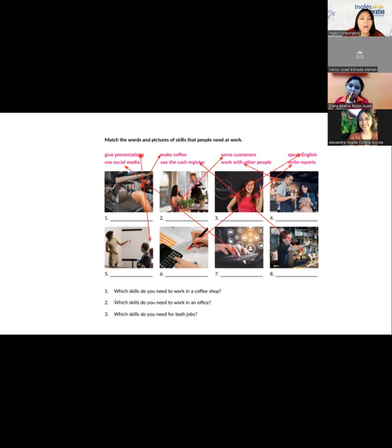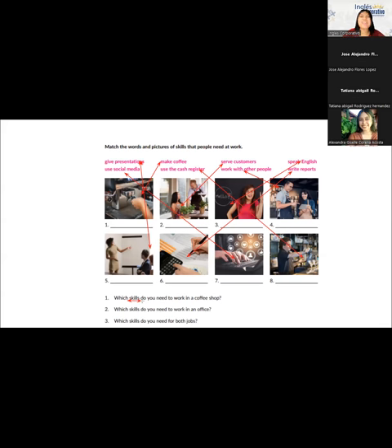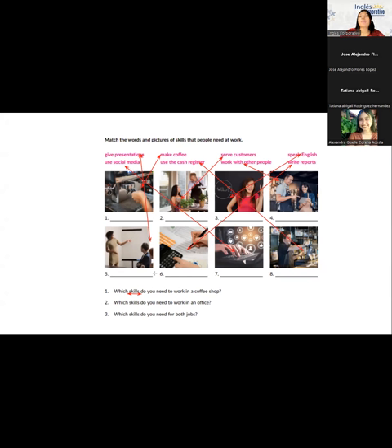Guys, which skills do you need to work in a coffee shop? What is the meaning of skills? Skills means habilidades. Fast. Responsibility. Para decir servicio al cliente, ¿cómo sería? Customer service. What else? Habilidades interpersonales también, okay. Interpersonal abilities. Amable. Trabajo en equipo. Kind, okay, amable, polite, teamwork.